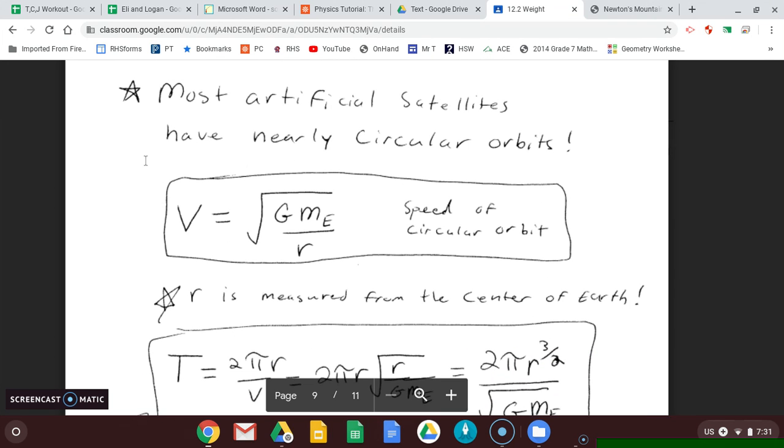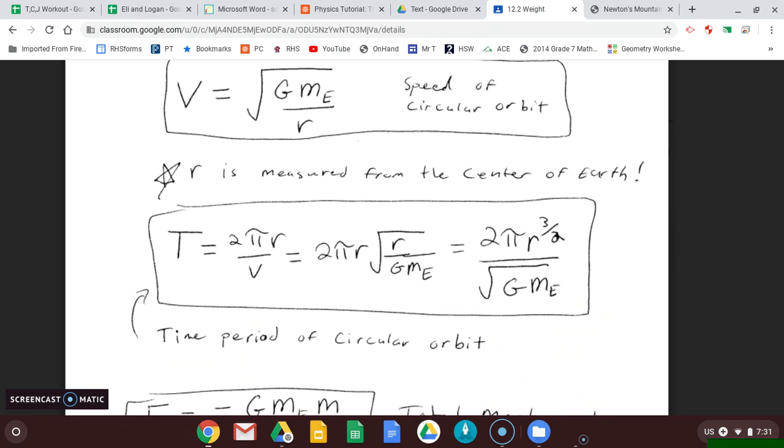Okay, so we were saying about circular orbits or darn near circular orbits, that this is the velocity for that object to stay in orbit, not go too slow and crash down, but not go too fast and escape that gravitational pull.